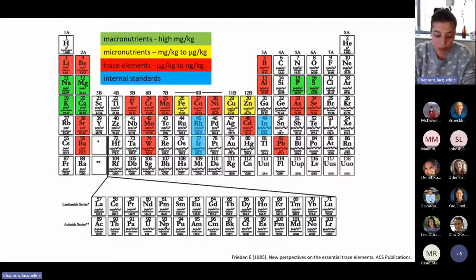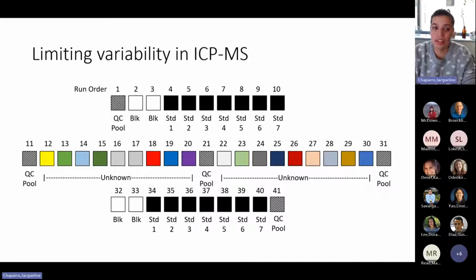This method has been published, and I'll talk about some of that research later, but there are some things that we do with respect to limiting variability in ICP-MS. So a lot of times with our run order, we make a pooled QC. We add an equal volume of each of our samples. We have a pooled QC, blanks, and standards for our standard curve, and we run a pooled QC every 10 injections so that we're able to then perform accurate data processing.